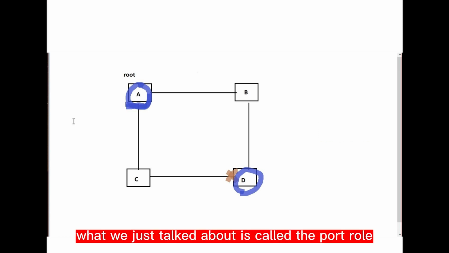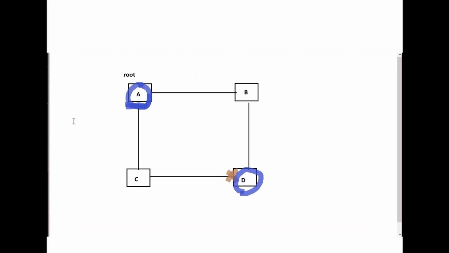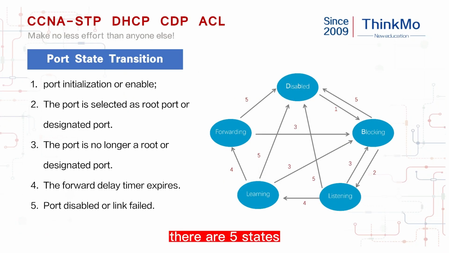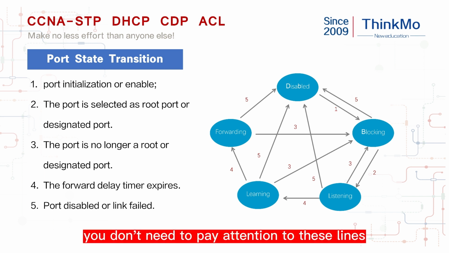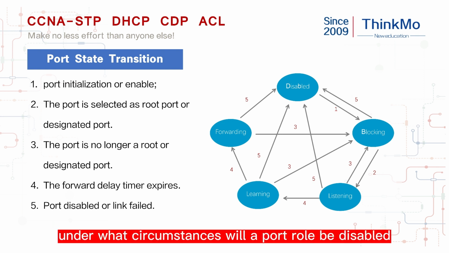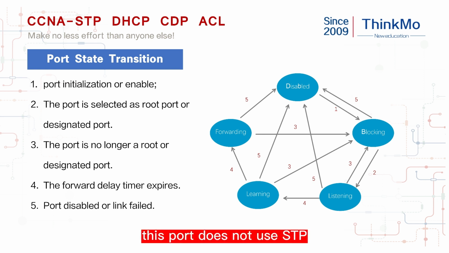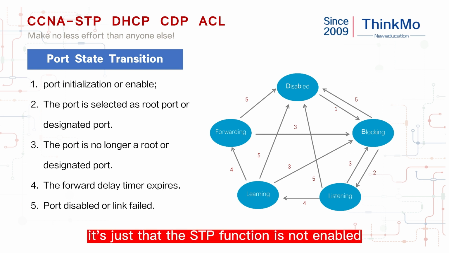What we just talked about is called the port role. What we are discussing now is called the port state. There are 5 states. You don't need to pay attention to these lines. First, there is a state called disabled. Under what circumstances will a port be disabled? First, this port does not use STP. It's just that the STP function is not enabled.